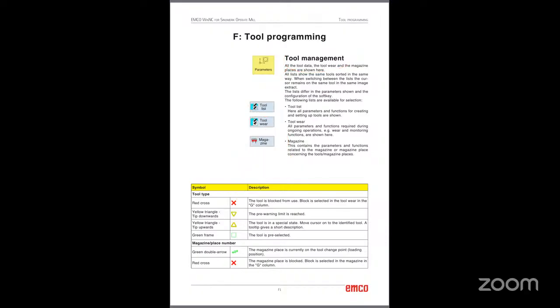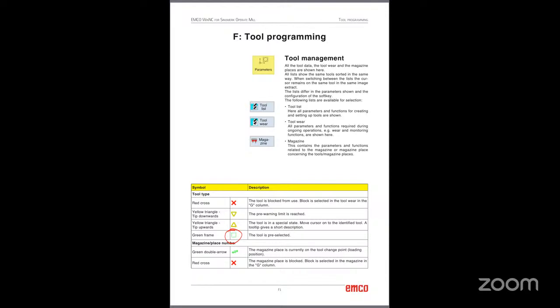Then you have another one, yellow triangle up. That means the tool is in a special condition. You should place the cursor on it so that you will get the information. Then if there is a green frame, that means the machine has selected a tool. If you see a green frame, that means the tool is selected.